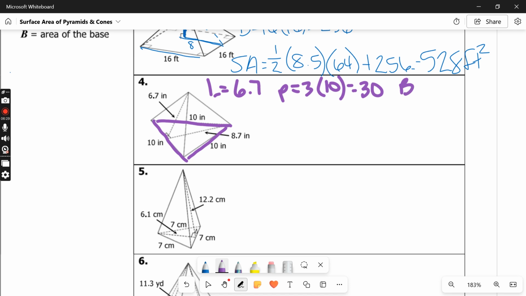And then I'm going to find the area of my base. The area of a triangle is 1/2 base times height. They have to be connected at a right angle, so that's this 10 right here with this 8.7 right here. So 1/2 base is 10, height of the triangle is 8.7. Okay, so that area is 43.5.